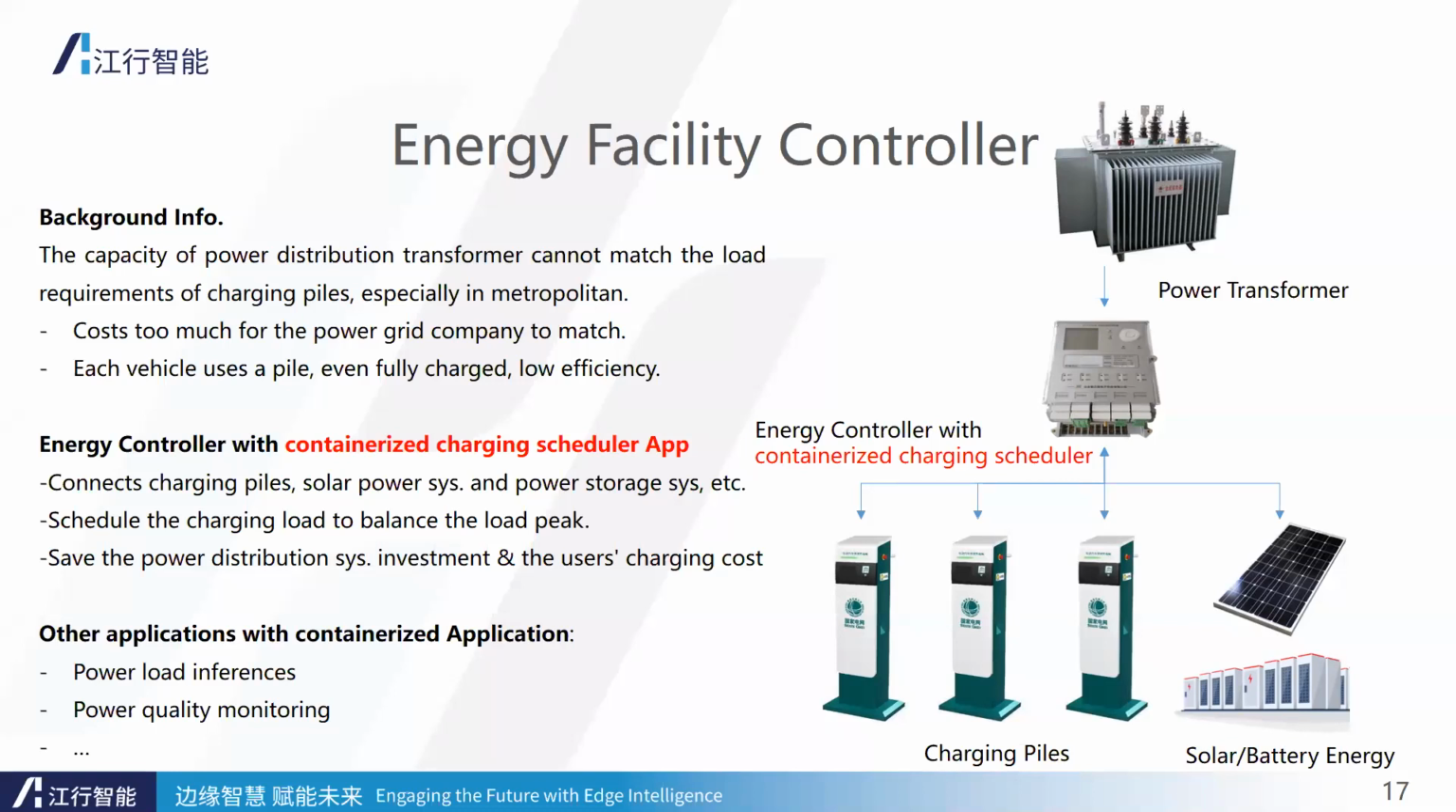Another application is called power quality monitoring. Because we can collect this power data in real time, we can detect the voltage variations, including the interruption, swell, and sag, to improve the power monitoring quality and give some alerts to the managers.